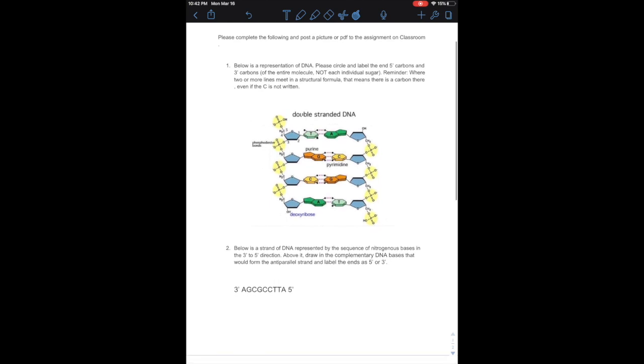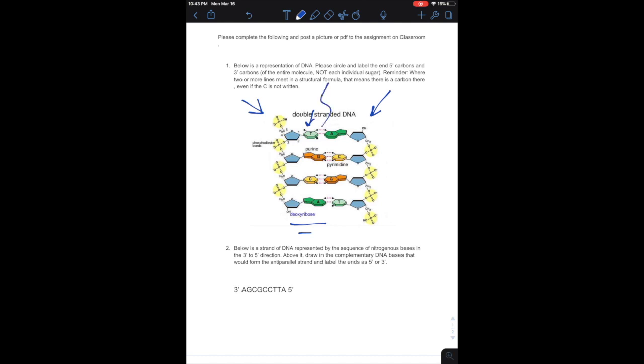On Friday, we talked about how to determine the 5' end of DNA strands versus the 3' end of DNA strands. So if we look at question number 1, this is a representation of DNA, right? How do we know it's DNA? Well, it's double-stranded, besides the fact that it says double-stranded DNA, but DNA is a double helix. Also, it tells you the sugar type, which is deoxyribose. And if we look at the nitrogenous bases, we see thymine, another indicator that it's DNA.